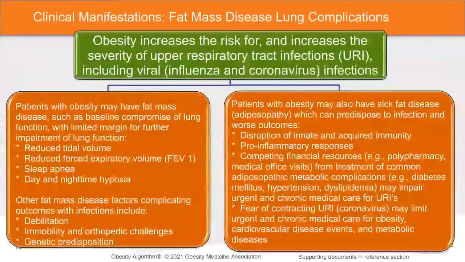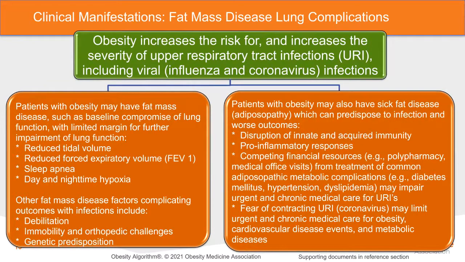So if we look at fat mass diseases, where have we seen that clinically, most in, say, the past year and a half? That's with COVID-19. Because as we know, people with obesity have a sort of paradoxical immune response.